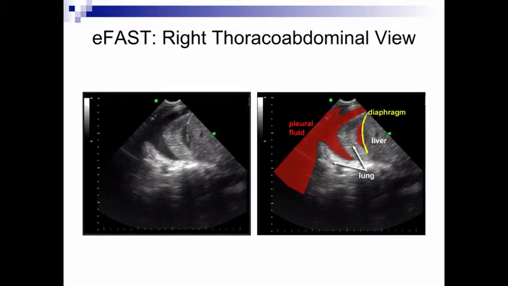So this is an example of a right hepatorenal or right thoracoabdominal view in which we have lung tissue visible with anechoic black material surrounding the lung tissue, and in this clinical context, it would basically be blood that we would consider it to be. This bright line is the diaphragm being partially imaged, and then again we have the typical echo texture of the liver.